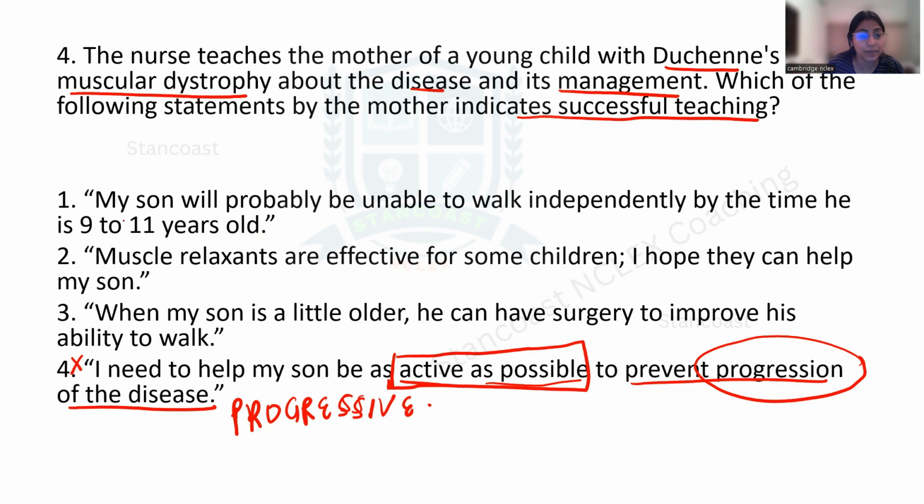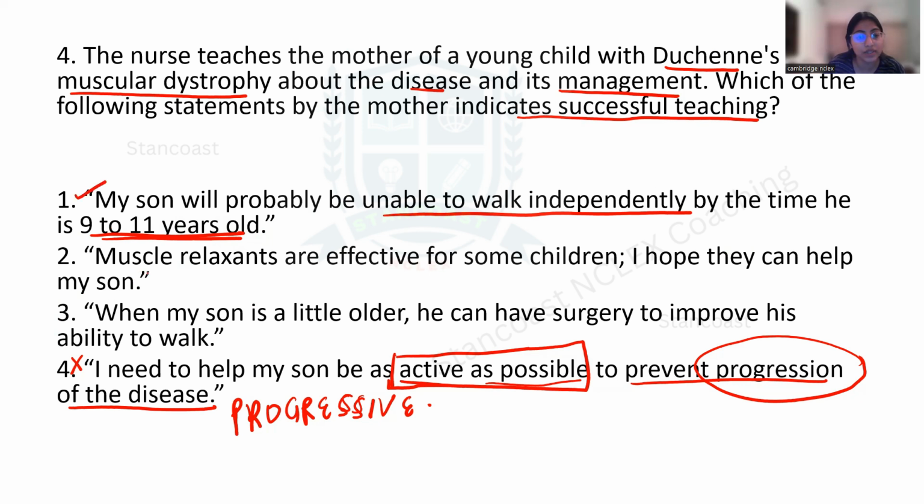Talking about option number 1, that says, my son will probably be unable to walk independently by the time he is 9 to 11 years old. So this is a scientific fact. This is accurate. It is true that a child who is 9 to 11 years old having this condition will be unable to walk independently. So by 9 to 11 years old, the child will not be able to walk independently. So this seems to be the correct option.